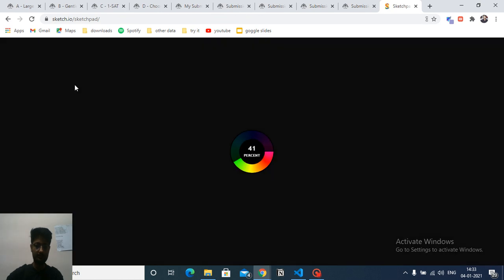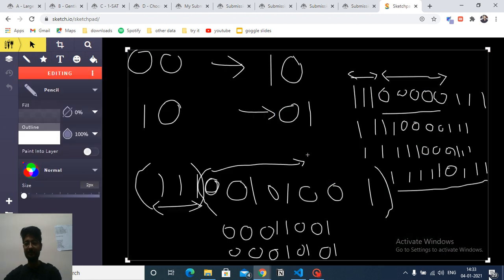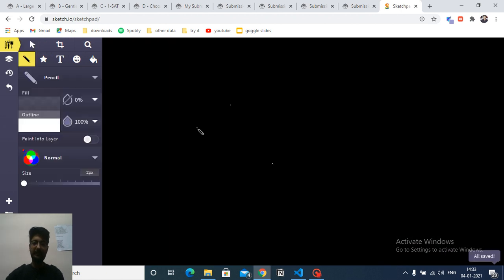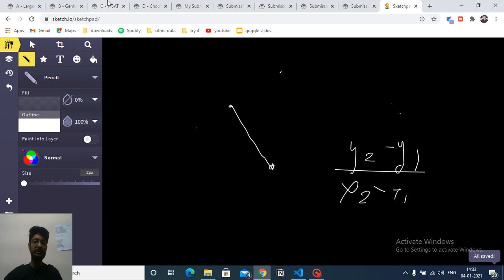Okay, just wait. So if there are a lot of points in the coordinate plane like this, and you take 2 points, like this, or like this point, then you can easily find out the slope using the coordinates. And the question asks whether the slope of this line is between -1 and 1. So the slope is just y2 minus y1 upon x2 minus x1. Just find out the slope, and if the slope is between -1 and 1, then count it, or else leave it. So it's also very simple.